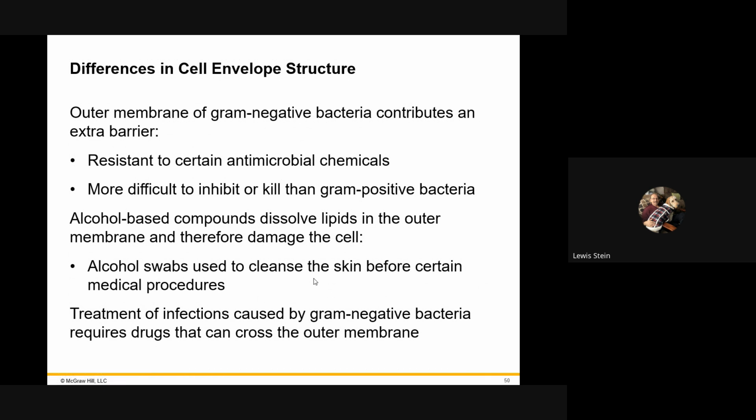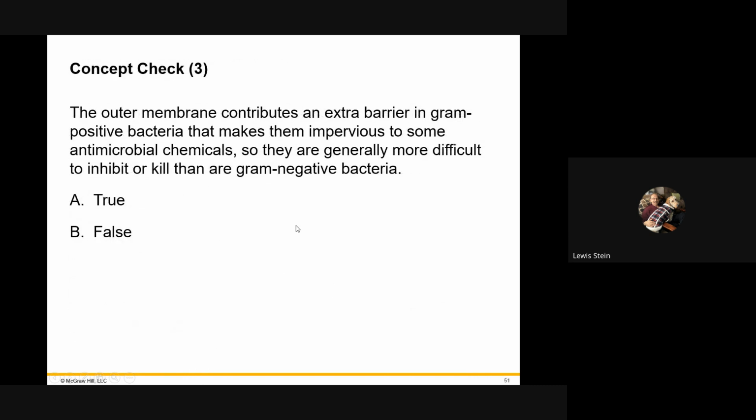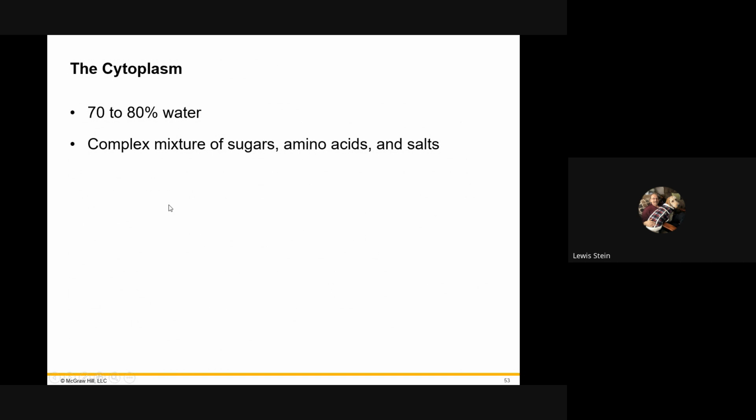When you're going to give a shot to somebody, you should get that alcohol swab and wipe it down. Start an IV, same deal. Yes, you're getting rid of stuff on the surface. By and large, you're just cleaning it. It doesn't have to be alcohol. You could use soap and water just as effectively. It really is a little bit overblown. And again, you have to have something that can get through that outer membrane to efficiently and effectively treat gram negatives. Extra barrier, genetically difficult. True. On with the cytoplasm.